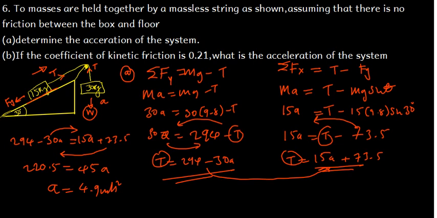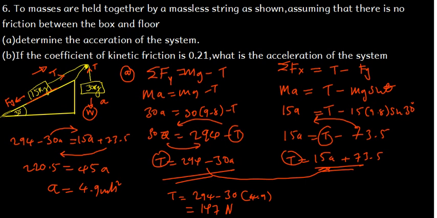We can get one of these equations to find the tension. So the tension is going to be equal to 294 minus 30 times the acceleration, which we found as 4.9. So that will be 294 minus 30 times 4.9. So the tension therefore is going to be 147 newtons.